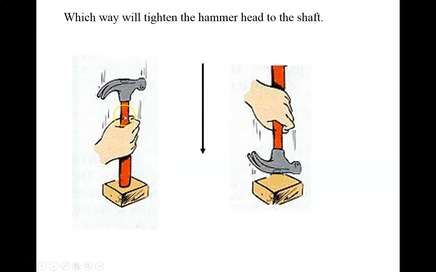And when you do this, what's going on is the hammer head and the handle are moving down. Now the block of wood stops the handle, but the head's going to continue to travel until the friction between the handle and the hammerhead causes it to slow down. But in the process, it will tighten on the handle.